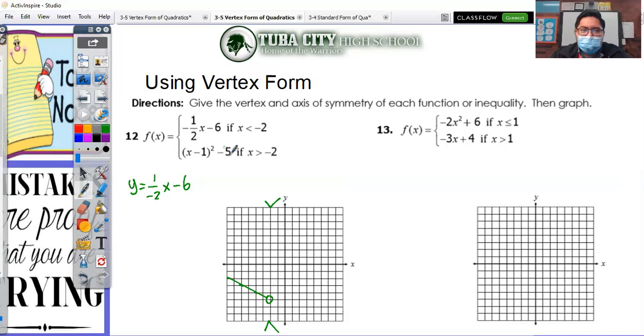Now we've got to get to the second part, which in this case it looks like we're going to have a parabola. So we know the vertex, and in this case I'm only going to go with the vertex, is at -1. Wait, -1? No, remember, it's got to be the opposite. Then -5. So over 1, down 5, and this is our vertex.